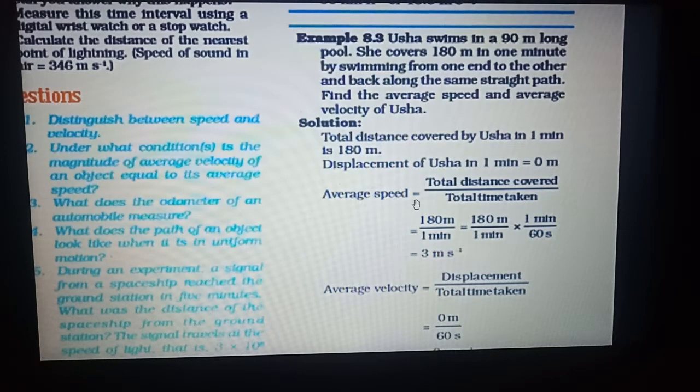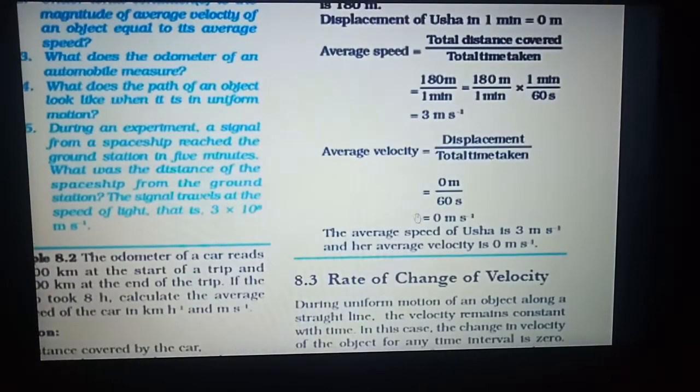Average speed is equivalent to total distance covered upon total time taken. Now total distance is equal to 180 meter upon total time is 1 minute. So we convert it into seconds and we'll get 3 meter per second. Similarly, average speed is equal to distance upon time taken. Now average velocity is equal to displacement upon total time taken. Displacement is 0 meter and total time taken is 60 seconds. So average velocity we'll get is 0 meter per second in this case.